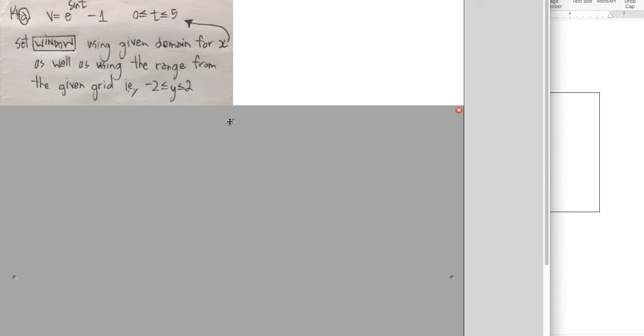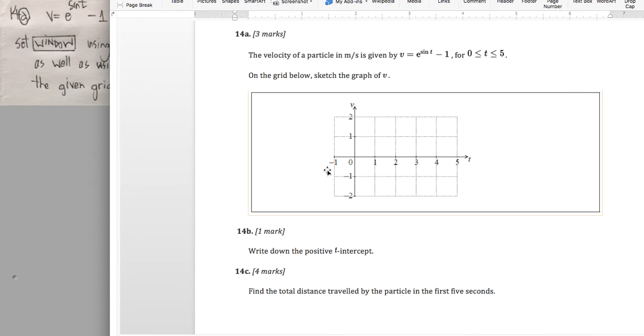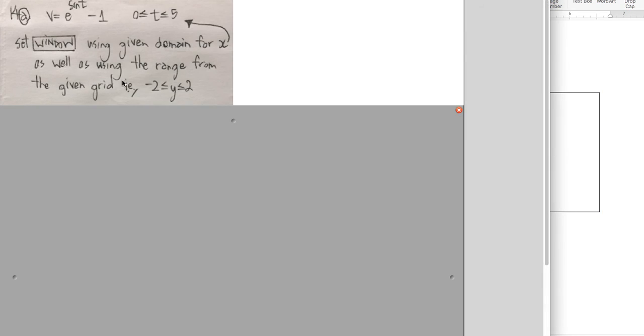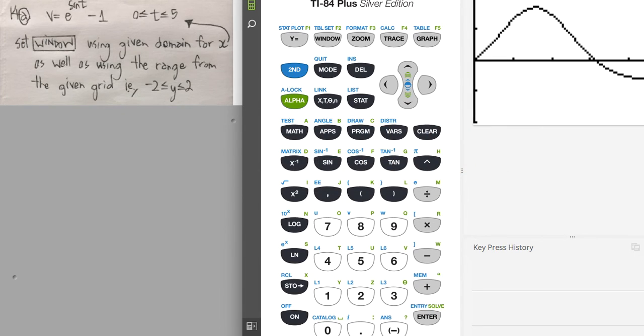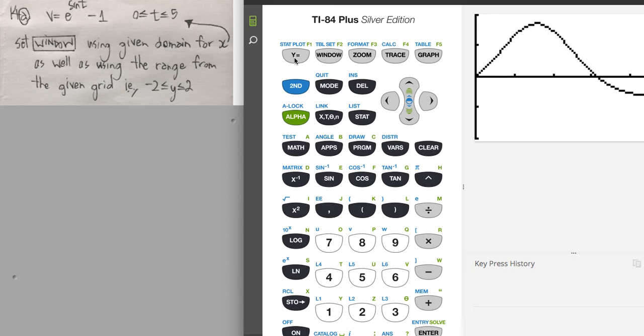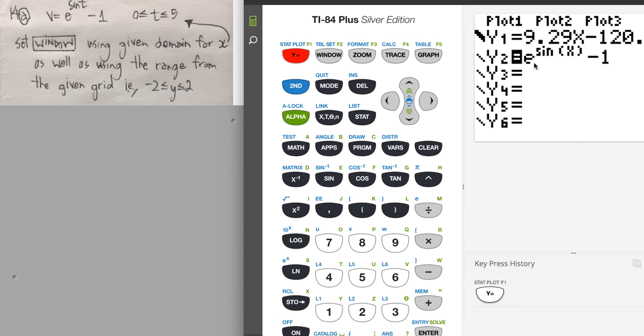So here we are. Here's the actual function. We're asked to sketch it in a given domain. So that will help us come up with the window for the x scale values. So there's our domain for x. And given the grid that I just showed you, the range is from -2 to +2, so that helps with the y settings as well. So I'm going to go ahead and just demonstrate what that would look like once we've gone through the plotting of the function y equals e exponent sine x minus 1.